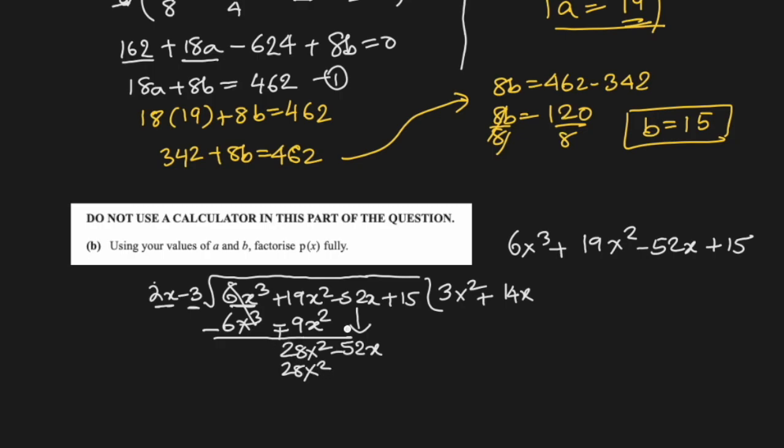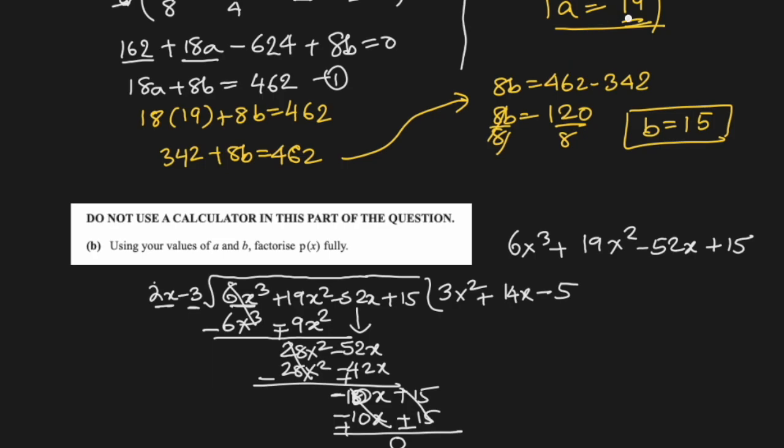This should be exactly same. 14 times 3 is 42, minus 42x. Negative, positive, cancel, and minus 10x plus 15. Now we need how much? Minus 5, just minus 5. And minus 3 times minus 5 will be plus 15. Exactly, that means our previous answer, a equal to 19, b equal to 15, is perfect. There is no mistake in it.